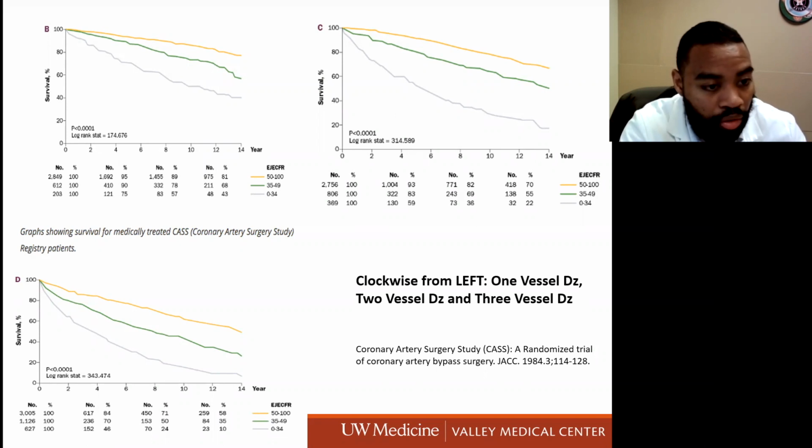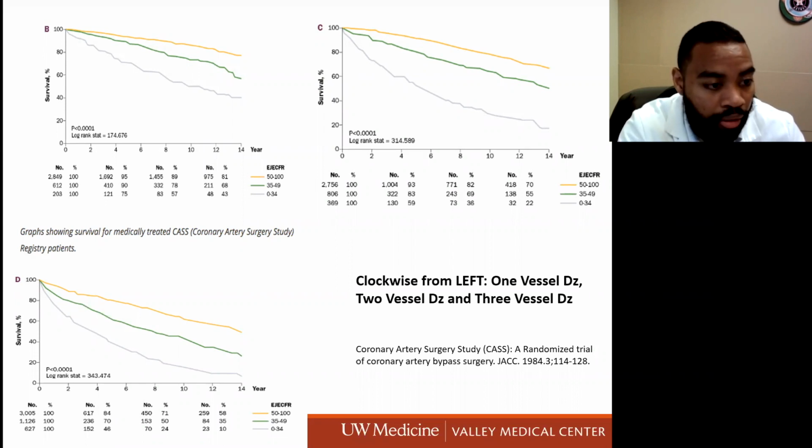Obviously, you can see no matter how many vessels are involved, the patients who have a low EF below 35% have a pretty poor survival long term. And that again denotes that they are high risk for mortality. Remember when we talked about non-invasive risk stratification, an EF less than 35 is a high risk situation. So these patients ultimately, unfortunately, have a very poor overall prognosis.